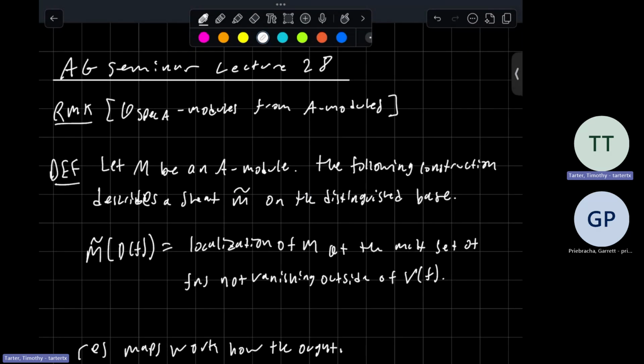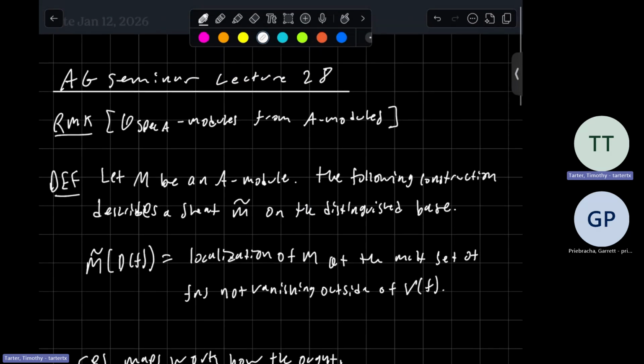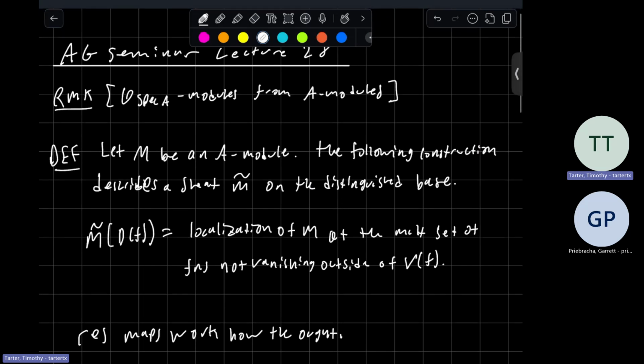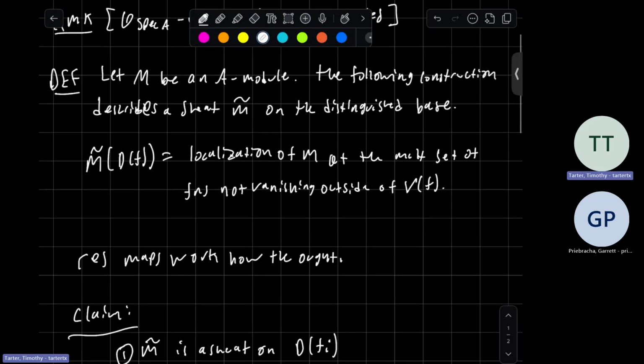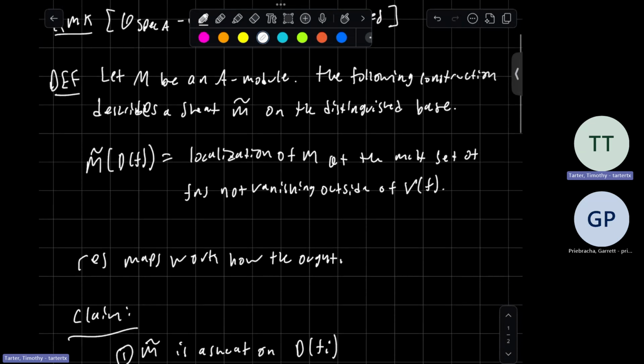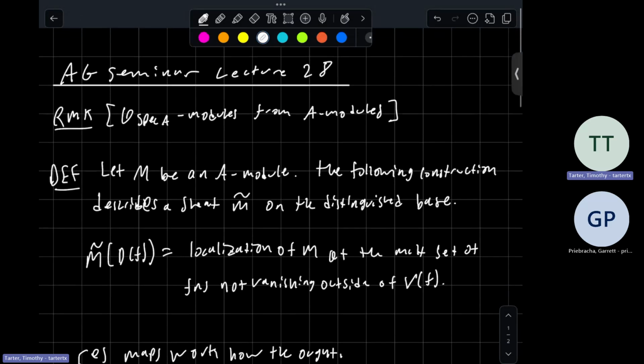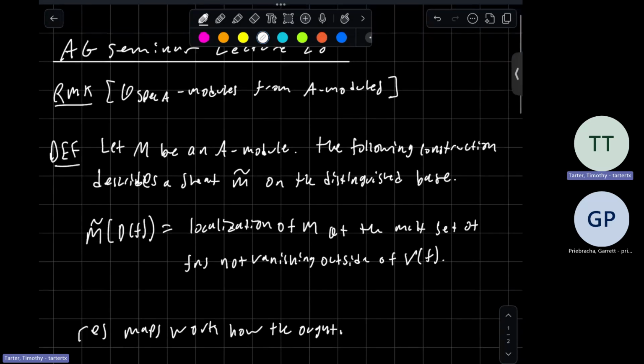So today we are finishing up chapter 4.1 and maybe going through some of 4.2 in Vakil. The big thing is that we did not finish off this definition about structure sheaf modules coming from A modules.